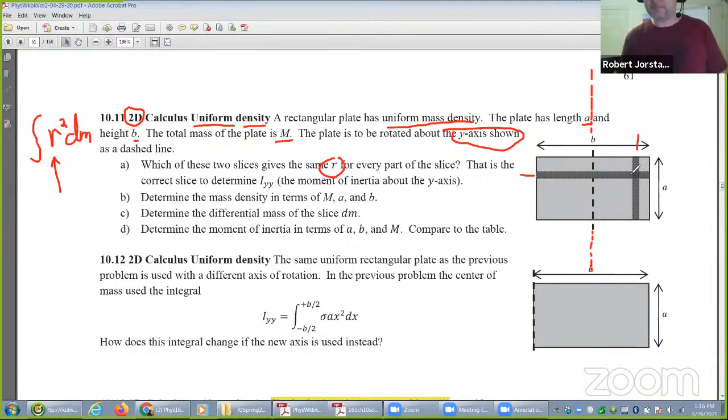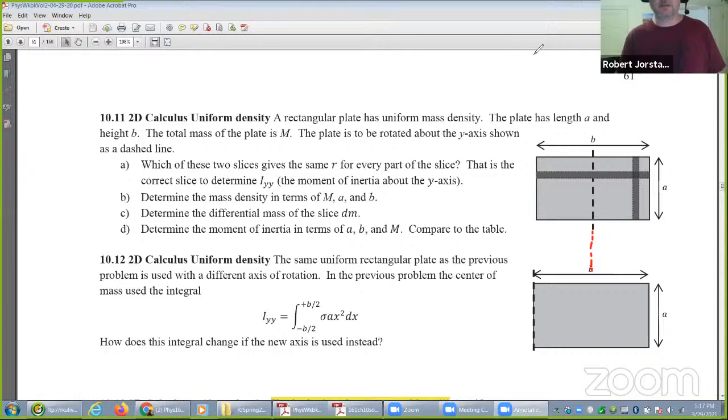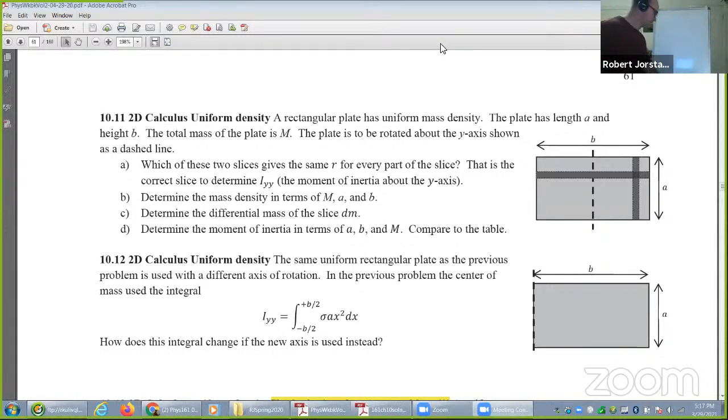Sorry about that. So we do not want to use this horizontal slice because it does not work. It does not have the same value of r everywhere in there. Okay, so now let's go ahead and crank this out. I'm going to write this up. You guys can start writing it up if you want. I'm going to get it on my board and then I'll share screen.